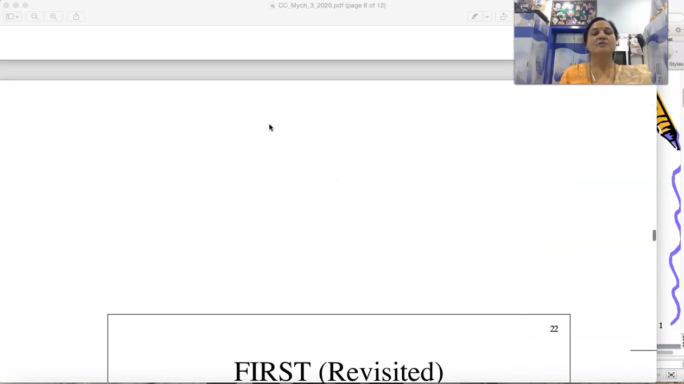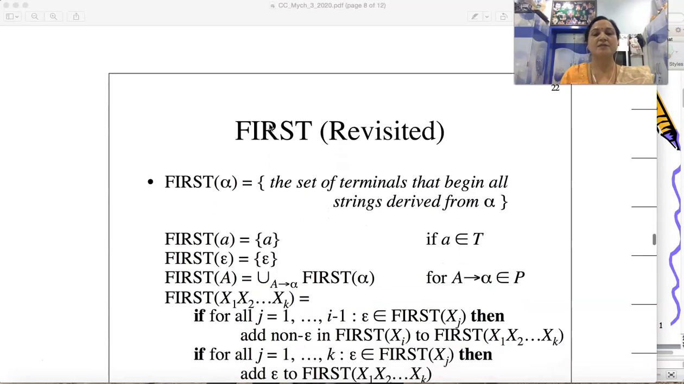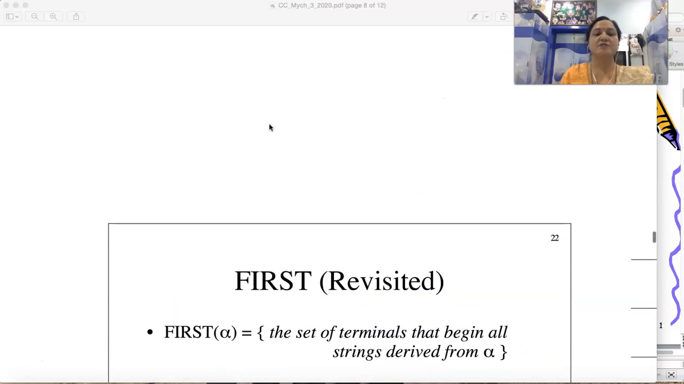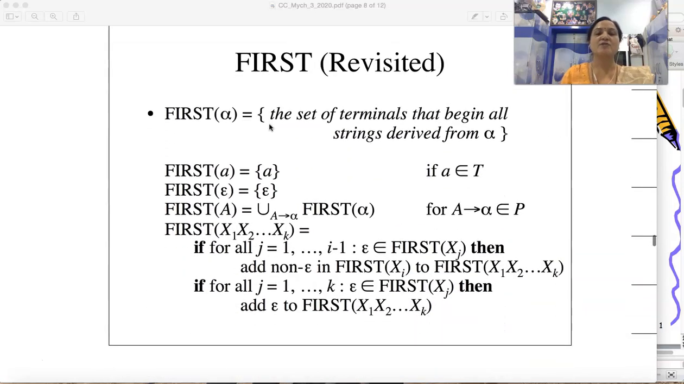Now the third step for LL1 parsing is computation of first and follow values, because for construction of the parsing table we should compute first and follow values. Let us see what the rules for computation of first are. So first of alpha means what? The set of terminals that begin all strings derived from alpha.